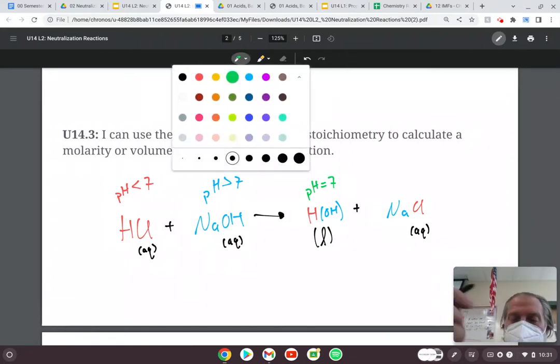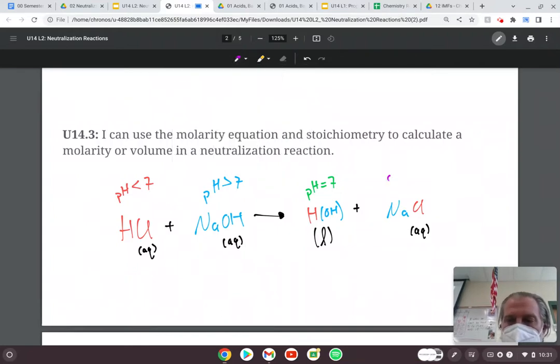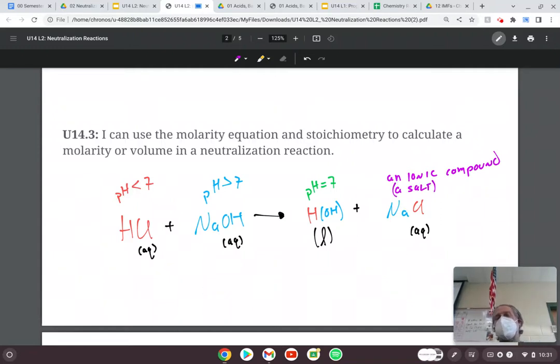The other thing that you're going to get as a product here is an ionic compound, or a salt. An ionic compound or a salt kind of means the same thing. Basically, if we have a metal pairing up with a nonmetal in chemistry, we define that whole thing as a salt. This salt happens to be sodium chloride, which is table salt, the salt that most of us are familiar with. But when we balance this, we get something like that.